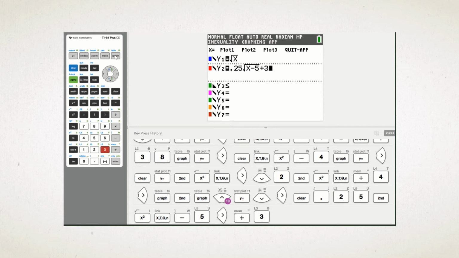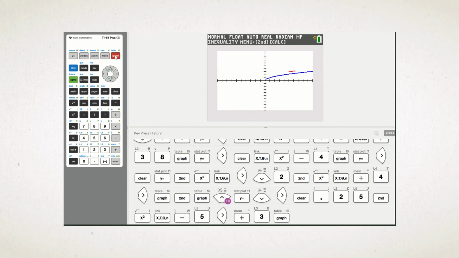Once again, the blue graph is the parent, and the red graph is the transformation. I see that I've moved 5 units to the right. That means my domain has been restricted so that x must be greater than or equal to 5. I've got a vertical transformation where my range has changed, and it must now be greater than or equal to 3. And with that 1/4, you can see the red graph is almost flat. It is pushing it down towards the x-axis, that dilation, another type of transformation. All right, have fun.